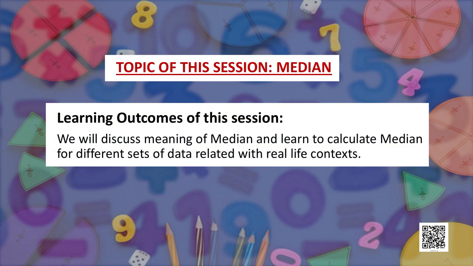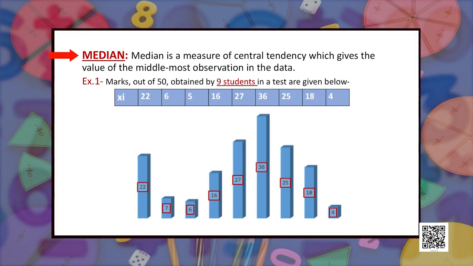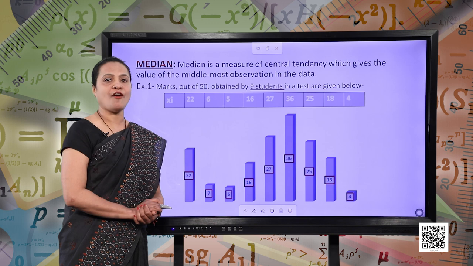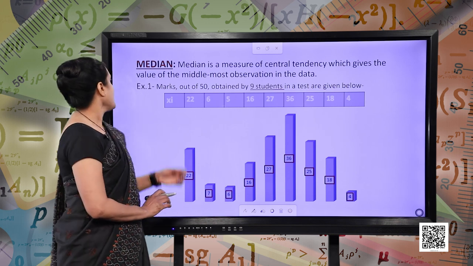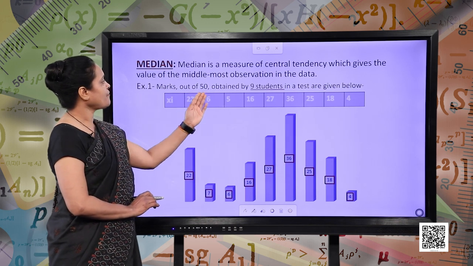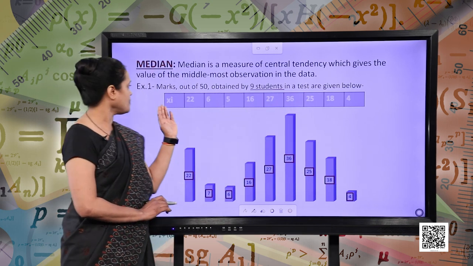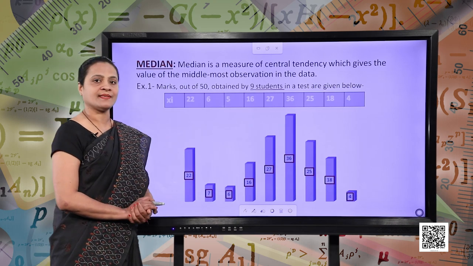In today's session, we will see what is the meaning of median and how to calculate median for different sets of data. Median is a measure of central tendency which gives the value of the middlemost observation in the data. To understand its meaning, let us take an example of ungrouped data. Marks out of 50 obtained by 9 students in a test are given to you, represented by Xi's.